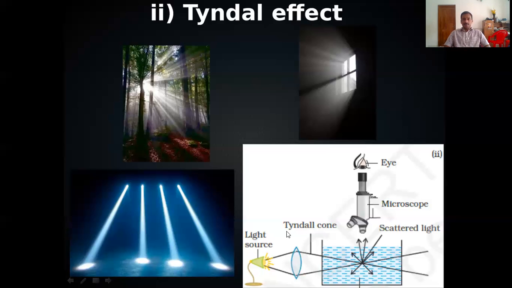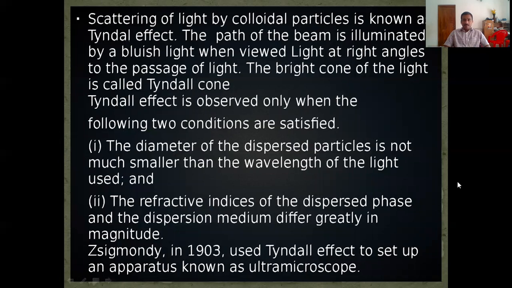Here you can see a figure in which light is passing through a colloidal solution from a source, and a lens is used, and the converged light is passing through the solution. You can see the path. In this part, the path is visible like a cone, and therefore it is known as Tyndall cone. And that is due to scattered light. From where is it observed? From a perpendicular direction it is observed. So that is Tyndall effect. Scattering of light by colloidal particles is known as Tyndall effect.